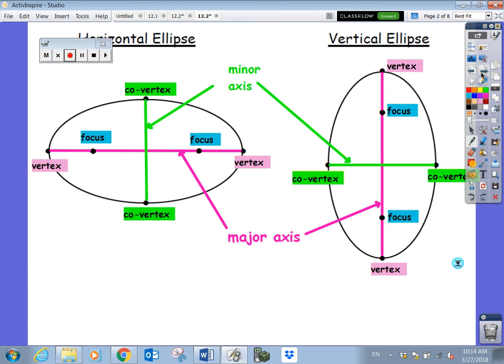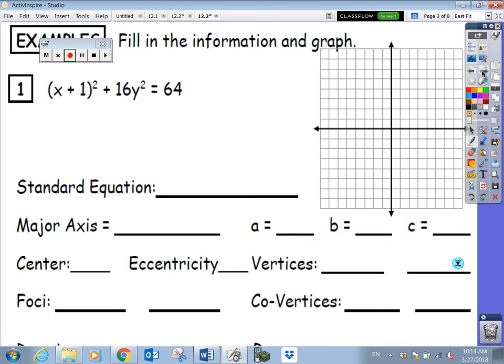All right, so this first example gives you an equation and then asks you to find all the stuff and then graph it. The order that you do that in is up to you. I do it in a certain order. You have to find standard form first, okay? And then I list the major axis, A, B, C, the center, the eccentricity, and then I graph it, and I pull the vertices off the graph. If you want to get the vertices and then graph the vertices, you can do that. It's up to you the order you want to do it in, okay?